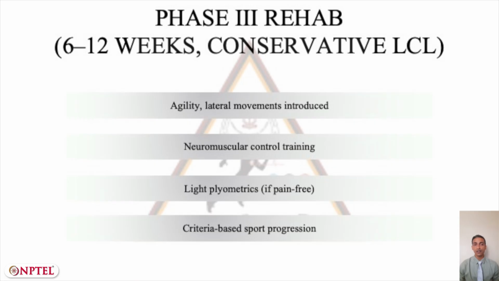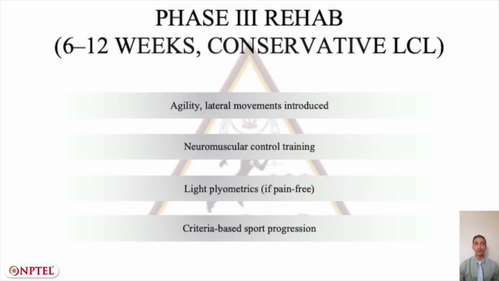In this phase, we integrate lateral movement patterns, agility drills, and eventually light plyometrics if the patient is pain free. Neuromuscular training ensures proper knee alignment and also helps control under stress. Progression is criteria based, requiring adequate strength and no instability before advancing.